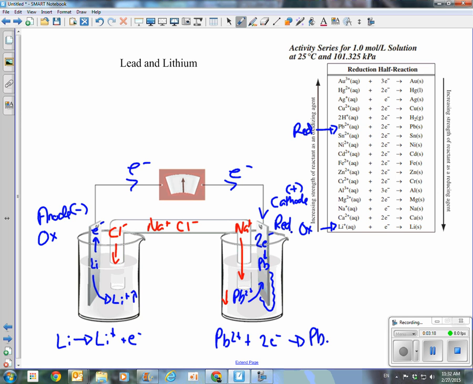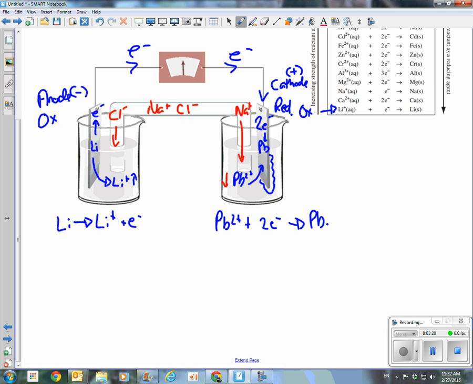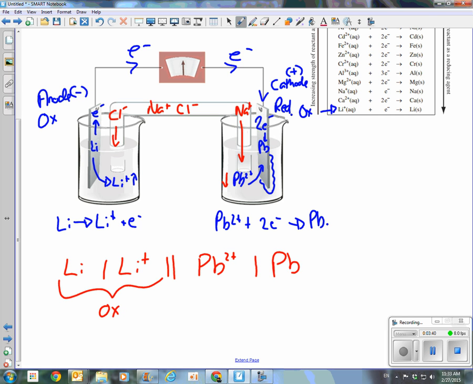If I was to write this out, remember, here's my salt bridge. I do my oxidization, then my reduction. Okay, so this would be lithium metal, lithium ions, and then lead ions, and lead. Remember, this side, oxidization, this is the salt bridge, and this side is reduction.